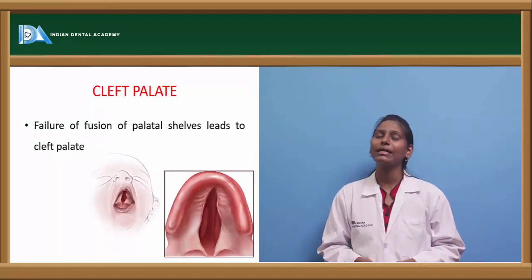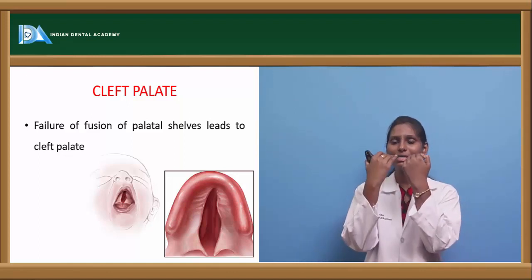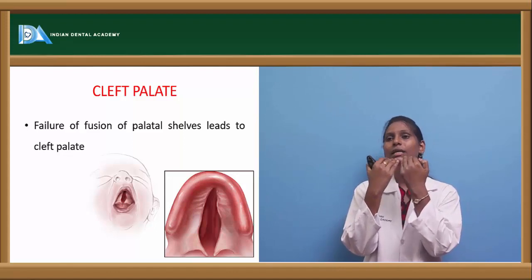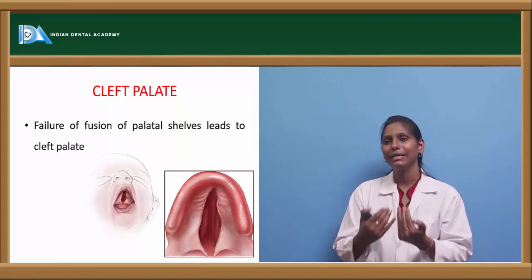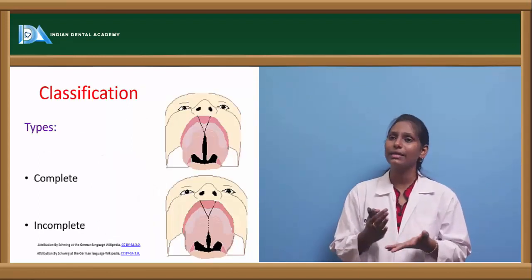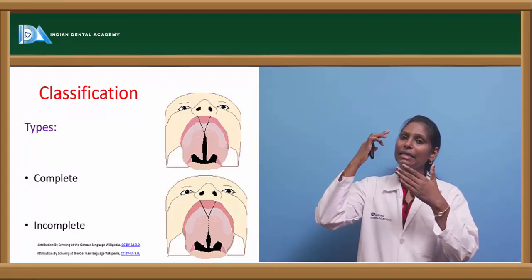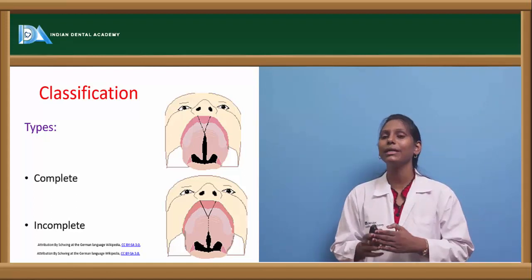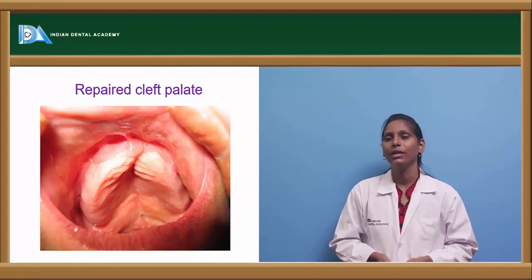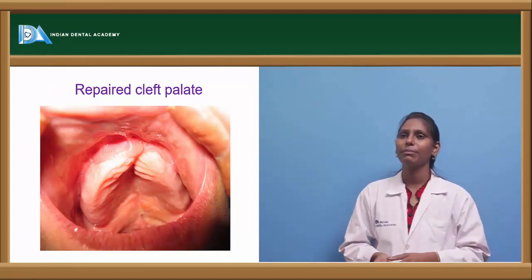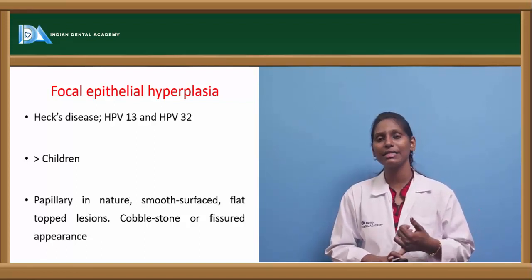Now coming to cleft palate, it is because of failure in the fusion of the palatal shelves. The inner maxillary premaxilla and two palatal shelves will be there, right? Failure of closure or fusion of these palatal shelves can lead to cleft palate, and they are again complete and incomplete. Complete is where the cleft palate is extending till the soft palate region. Incomplete is only extending till the hard palate or the premaxillary region. And this is a picture where we can see a repaired cleft palate, and because of the cleft palate, certain speech difficulties can be present.